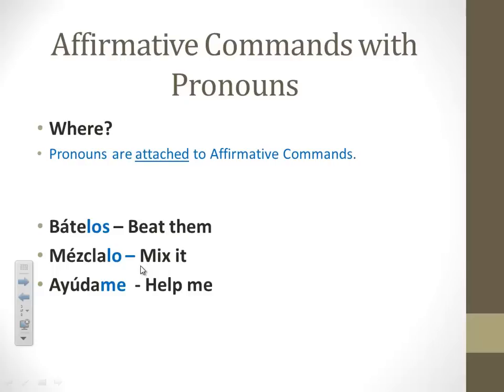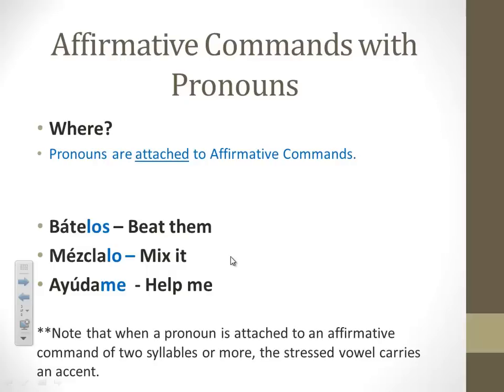You might notice something interesting here. Batir is the verb to beat. And in the command form, the affirmative tú form command, it would be bate. But you'll notice, gosh, all of these, when I attached the pronoun, they picked up an accent. Here's why. You're going to pick up an accent anytime you add a pronoun to a command that's got 2 or more syllables. Why? Well, for stress and pronunciation.